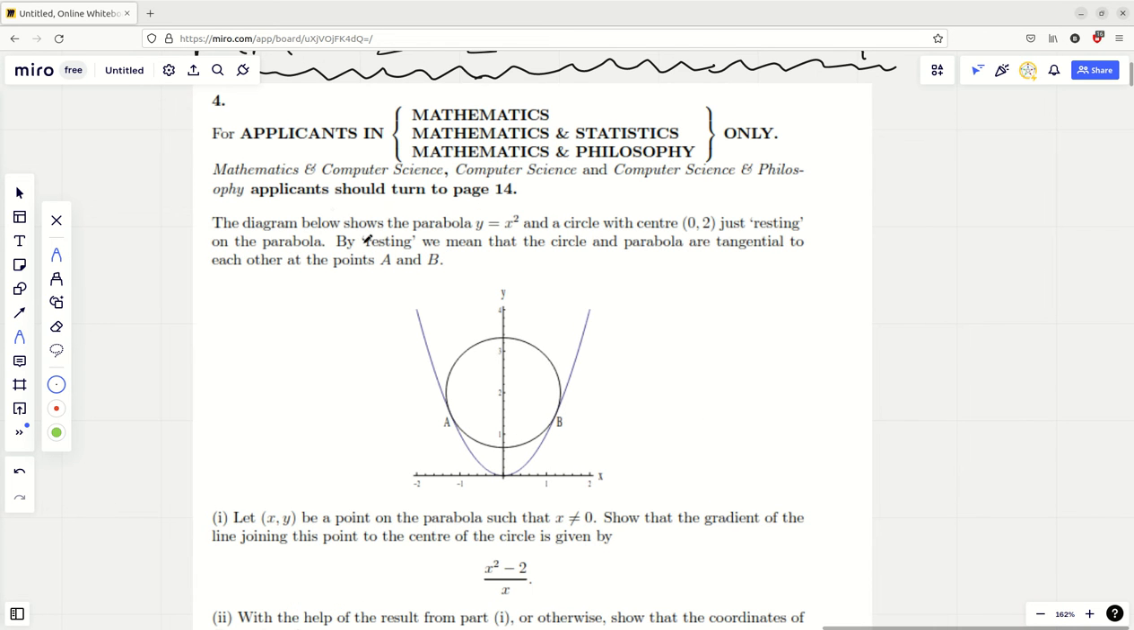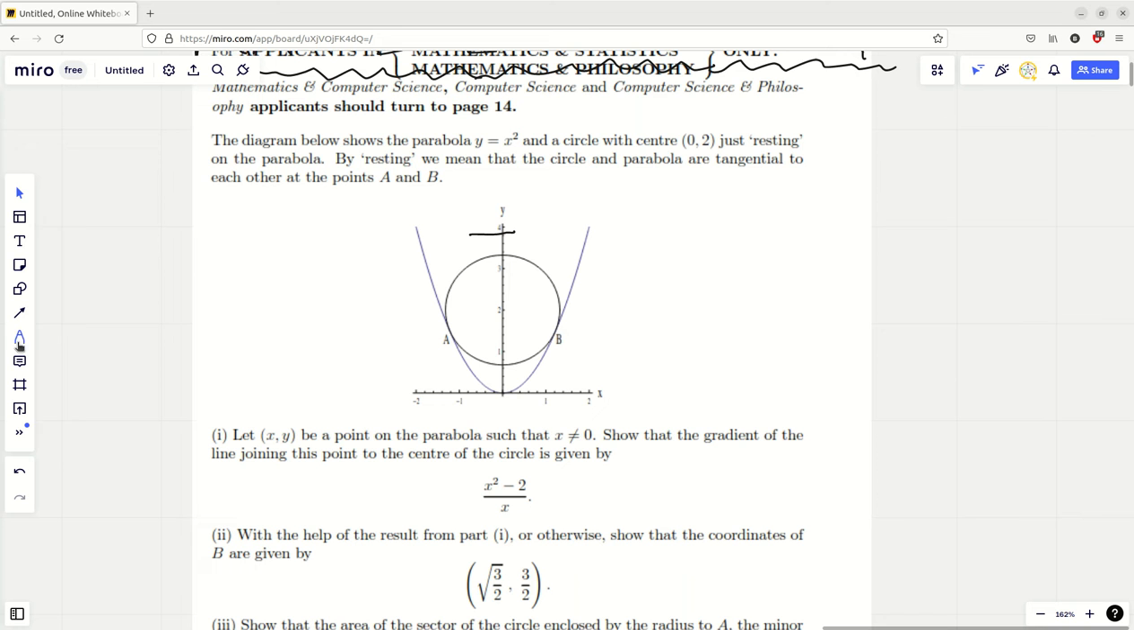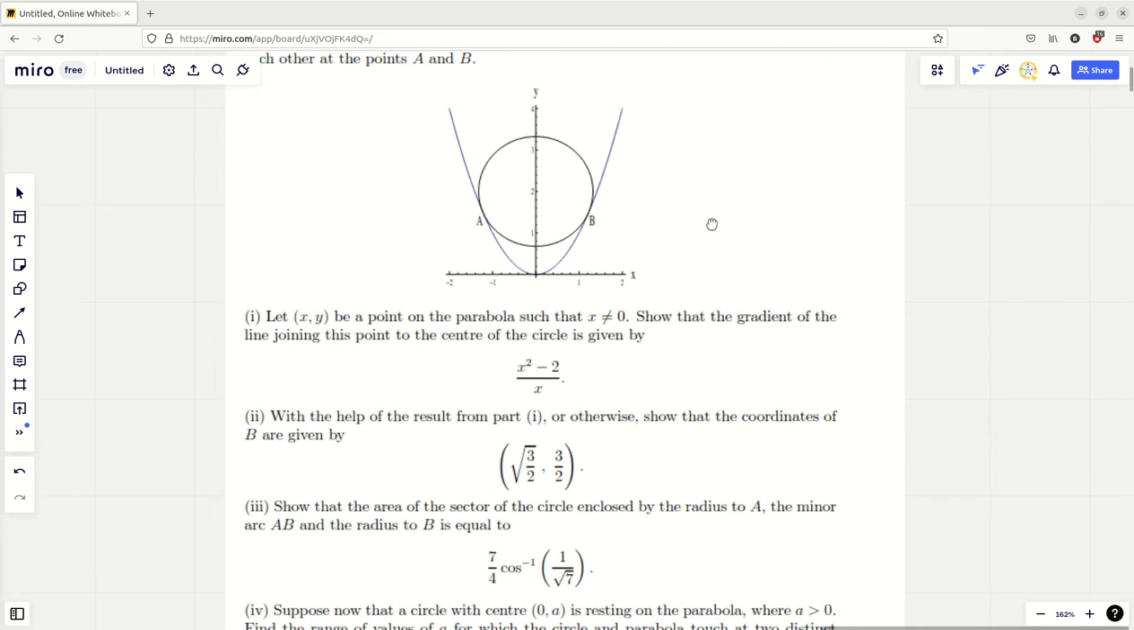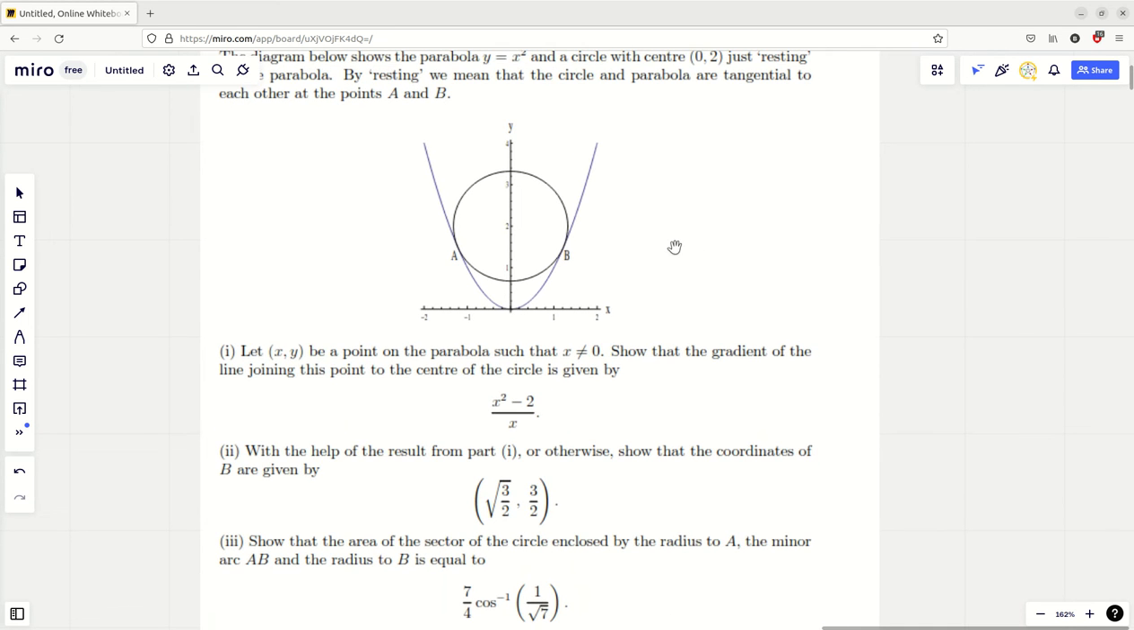Essentially this question is about a circle which sits in a parabola, or a quadratic if you like. In fact, just a simple curve y equals x squared, and a circle on the y-axis. It starts off with a circle at the centre 0, 2. It's just resting on the parabola. In other words, it's tangential here, as it describes itself. So it walks you through it at first, and like typical MAT questions, the start of it is often really easy. The first 30 or 40% of the marks are often really, really straightforward, and then it escalates.